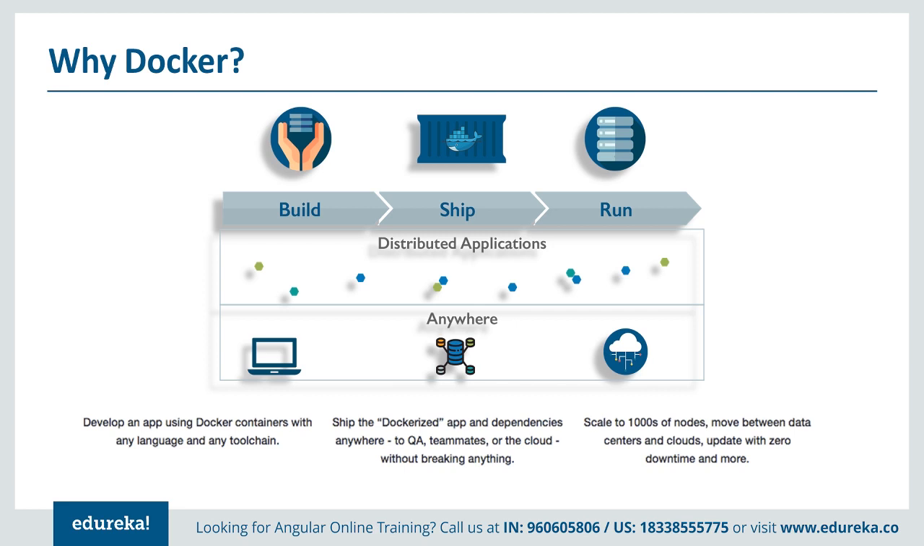Why Docker? Develop an application using Docker containers. Docker provides containerization for any language, whether Python, Java, Node.js, or an Angular application, anything can be supported. Ship the Dockerized application and dependencies anywhere to QA, teammates, or the cloud without breaking anything. You can ship all these things, the applications which you are going to run. Scale to thousands of nodes, move between data centers and cloud, update with zero downtime and more reliability.